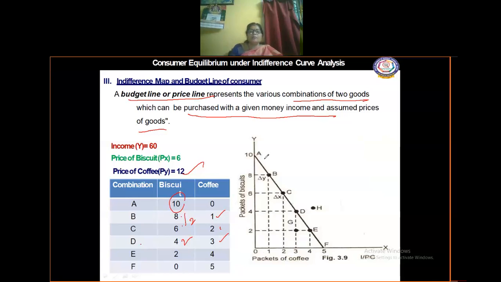So this is the budget line. This is the budget line. It's nothing but the combination of two goods that is purchased with a given income and the assumed price. So this is what he has followed: the combination A to B, B to C, and C to D, etc.